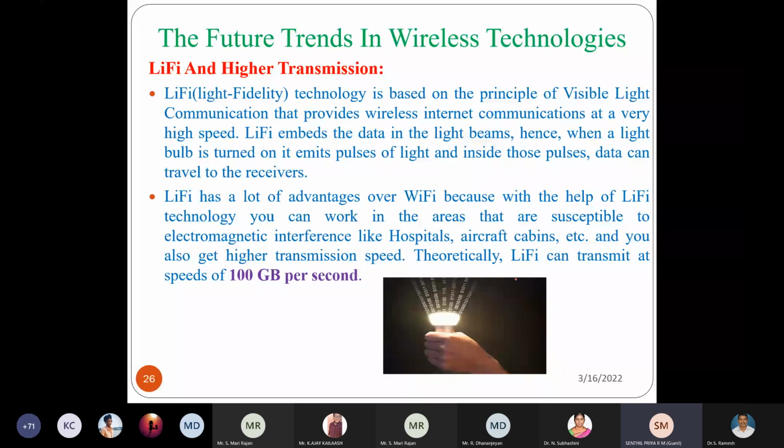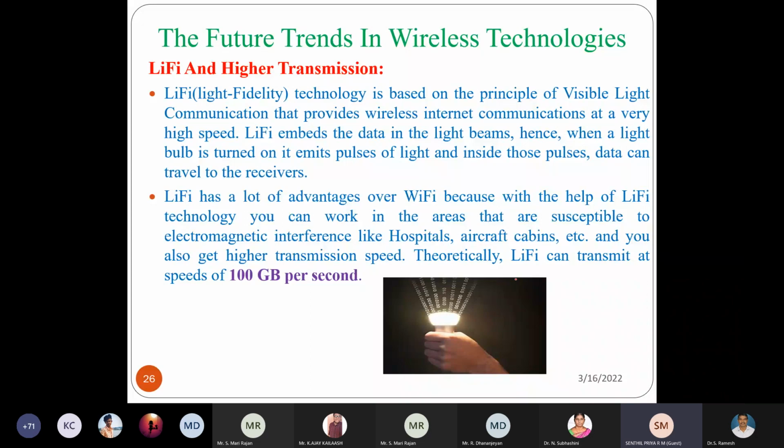Here we are going to have Li-Fi, that is light fidelity technology, where we are going to work on the principle of visible light. Here the light is going to emit digital values, ones and zeros. It is going to act as a hub, where we are going to transfer information from one place to another.